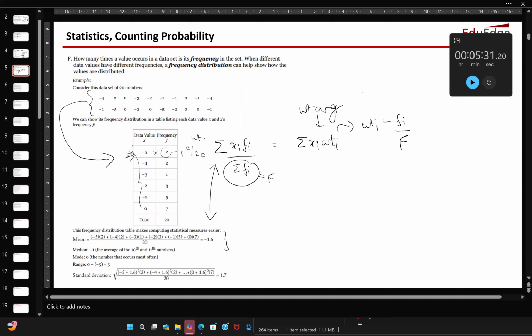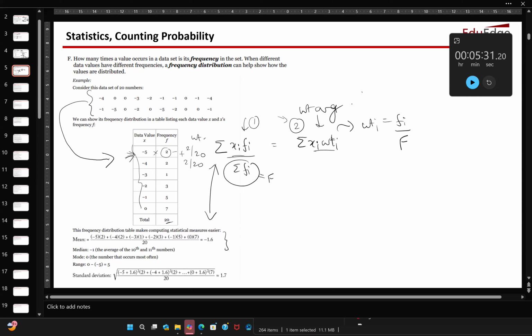Correct? 2 is the frequency and 20 is the total. Weight of -4 is 2 by 20, and so on and so forth. So it's a weighted average. Either apply this or apply this formula. Both are equivalent formulae.